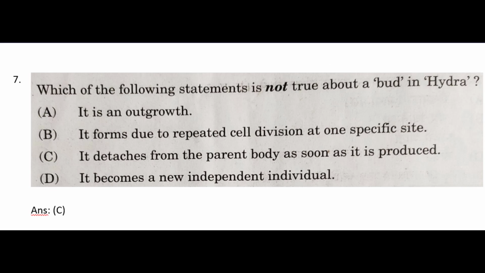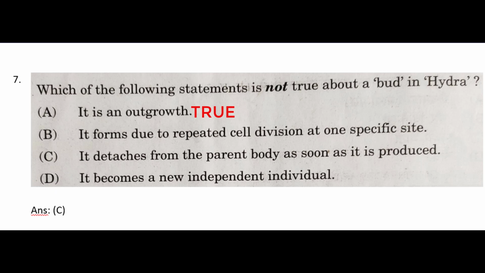Next question is, which of the following statements is not true about a bud in hydra? Option A, it is an outgrowth. Option B, it forms due to repeated cell division at one specific site. Option C, it detaches from the parent body as soon as it is produced. And option D is, it becomes a new independent individual.